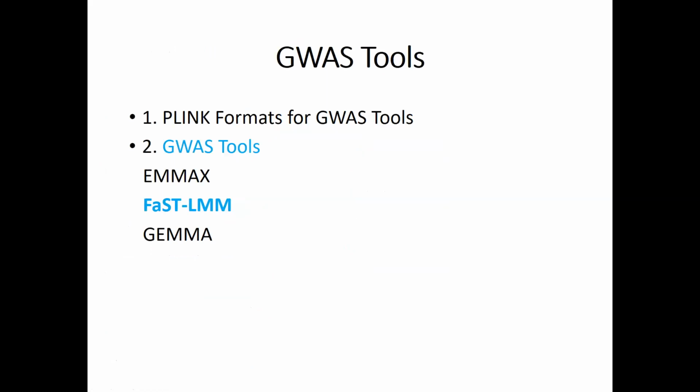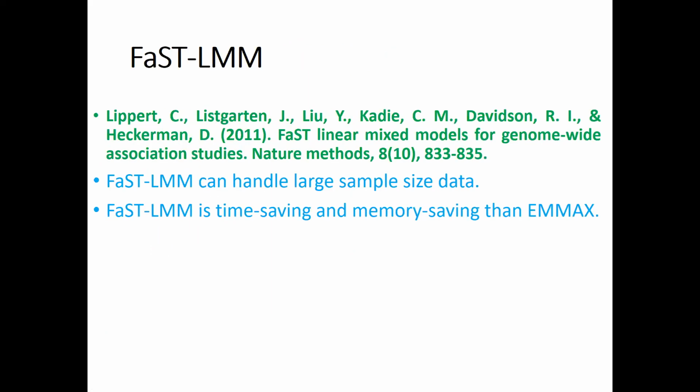Secondly, I will introduce another GWAS method, that is FastLMM. FastLMM was proposed by Lippert in Nature Methods in 2011. FastLMM can handle large sample size data. Also, FastLMM is time-saving and memory-saving compared with EMMAX.